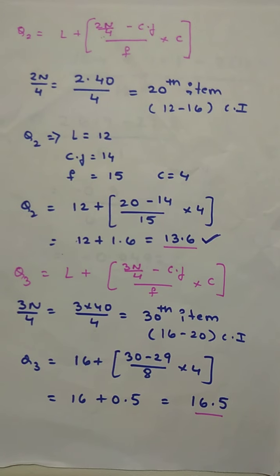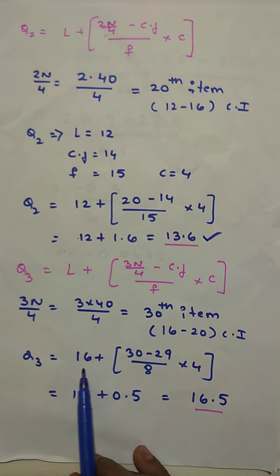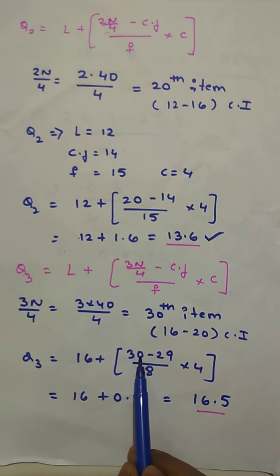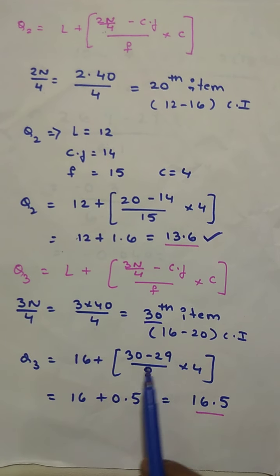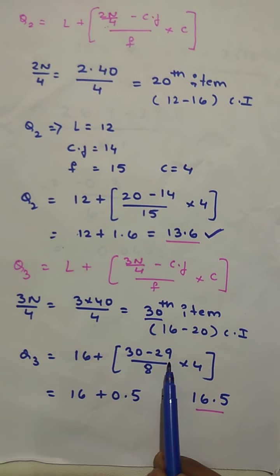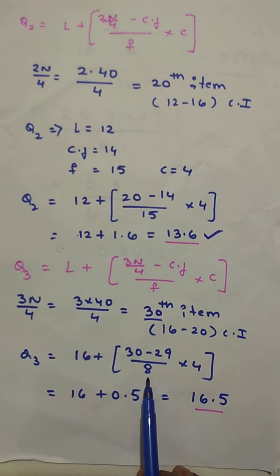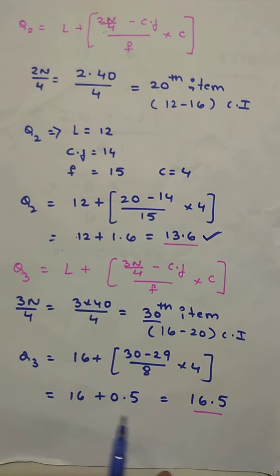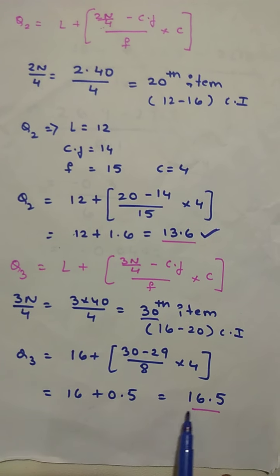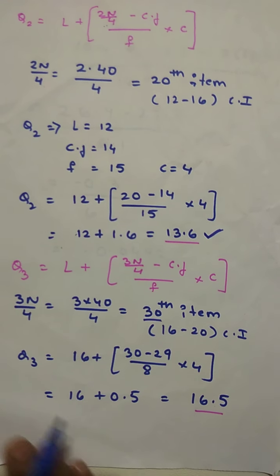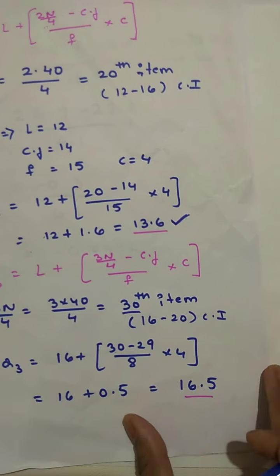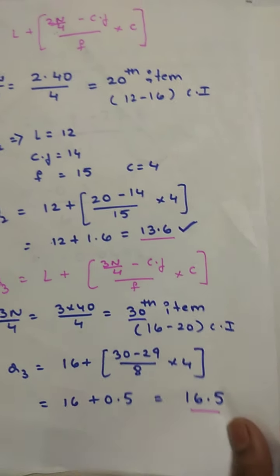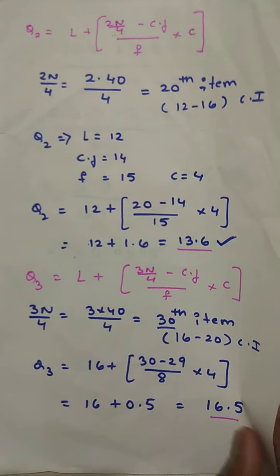So substitute all the values. L equal to 16, 3n by 4 equal to 30, minus the preceding class cumulative frequency 29, divided by F, into C. Substituting all the values, we got the value of Q3, which is equal to 16.5. So now we got Q1, Q2, Q3, three values.